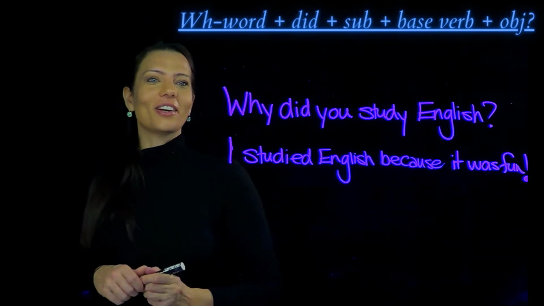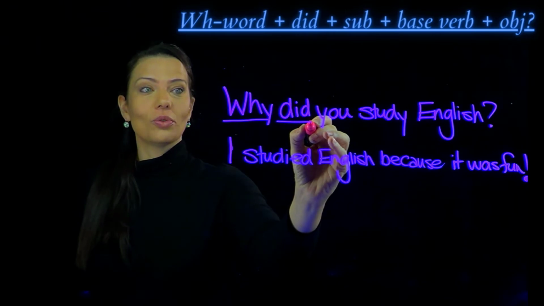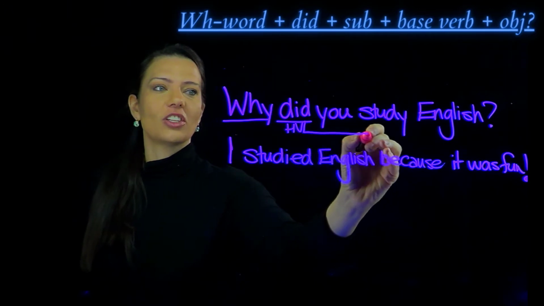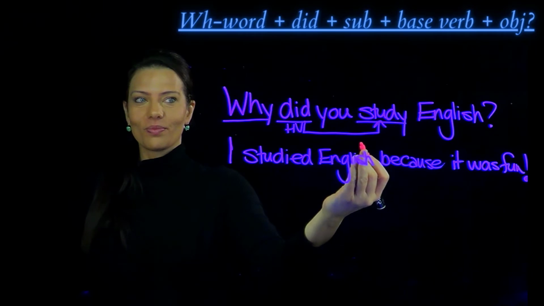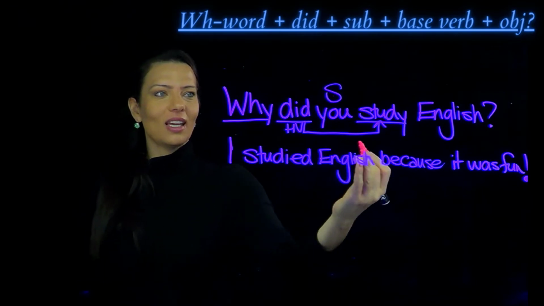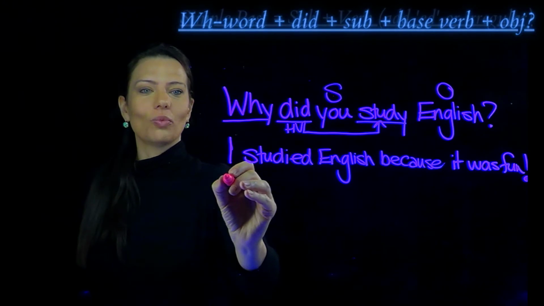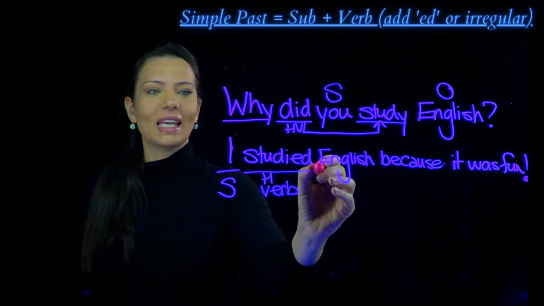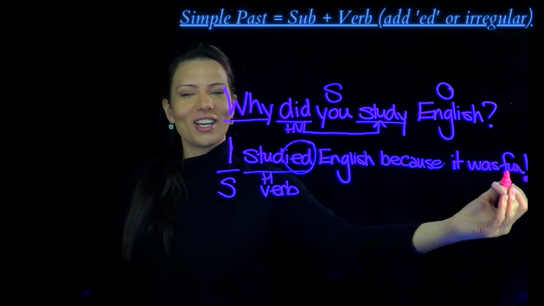So in this case here, we have the WH question. Then we have "did" in the simple past. This is the helping verb that is changing for tense. The main verb stays in the base form. Between those two, we have the subject. So, why did you study English? In this case here, English is the object. So to answer that question, here we have the subject, "I studied," verb in the past tense. So, I studied English because it was fun.